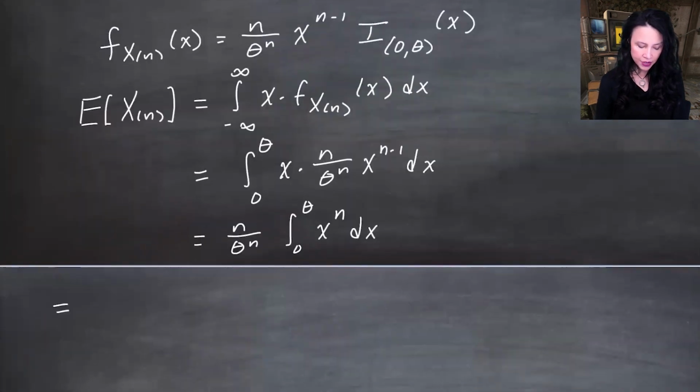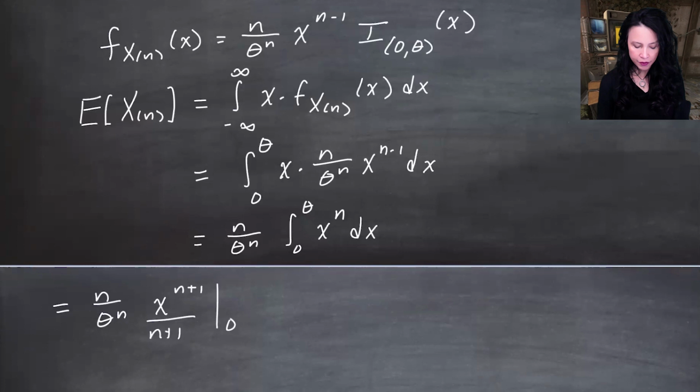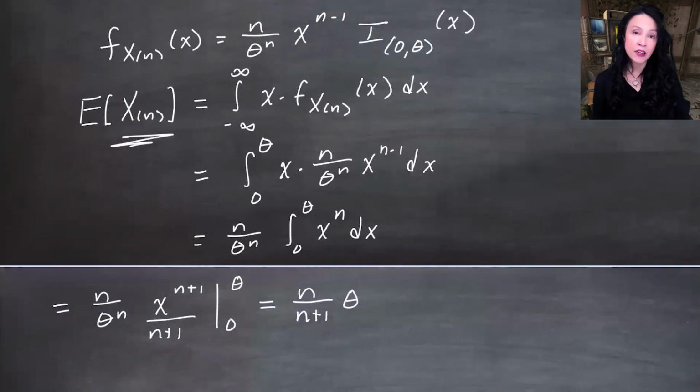And if you integrate that, you get x to the n plus 1 over n plus 1, evaluated from 0 to theta. And when you plug in theta, you get n plus 1 thetas in the numerator, but you have n in the denominator. And of course, when you plug in 0, you get 0. But you end up with n over n plus 1 theta. So the maximum is not an unbiased estimator of theta. We want this to be theta if we want an unbiased estimator.